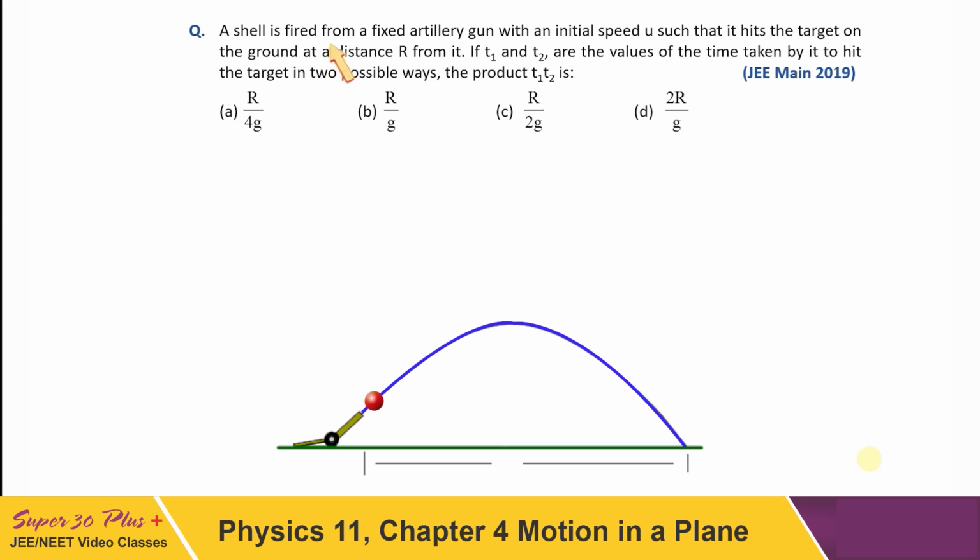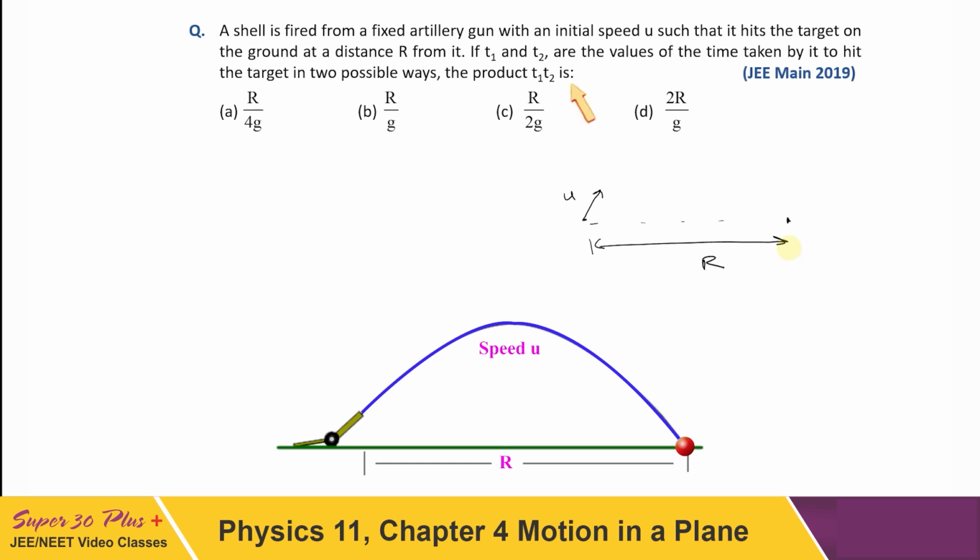A shell is fired from a fixed artillery gun with an initial speed u such that it hits the target on the ground at a distance r from it. From here, if it is fired with u, it is striking the ground at distance r. If t1 and t2 are the values of the time taken by it to hit the target in two possible ways, the product t1 into t2 is. This time also r is same.